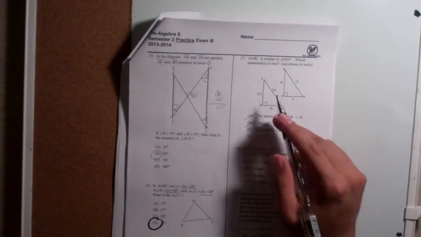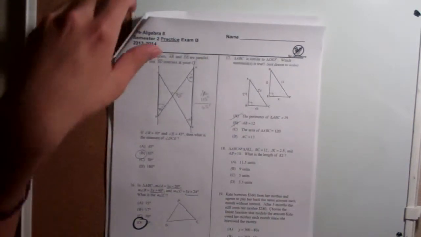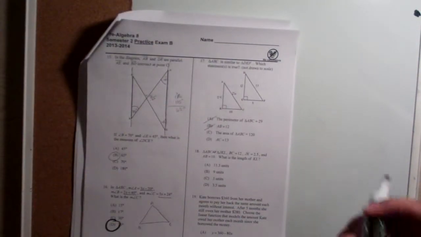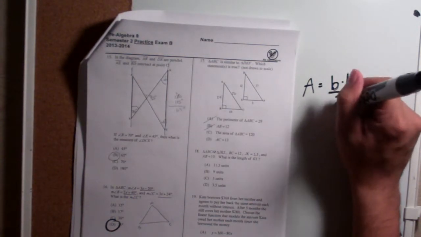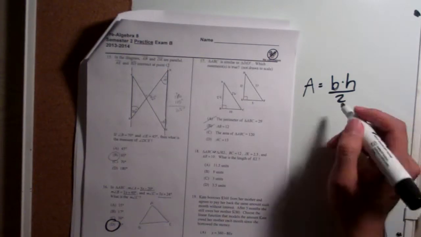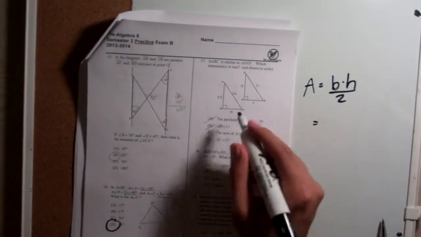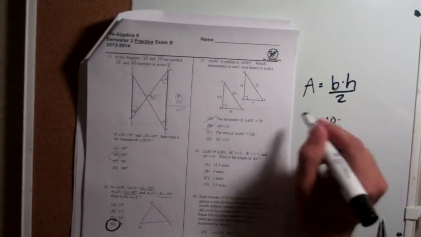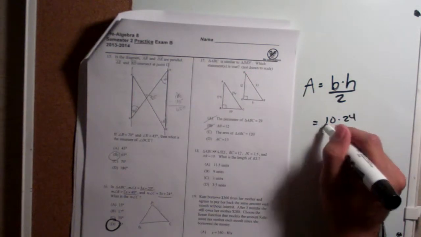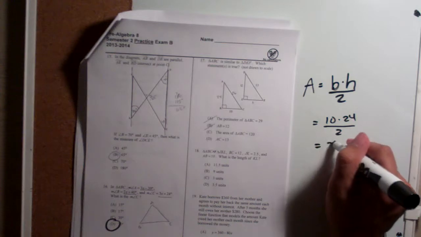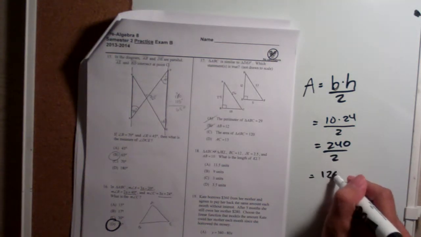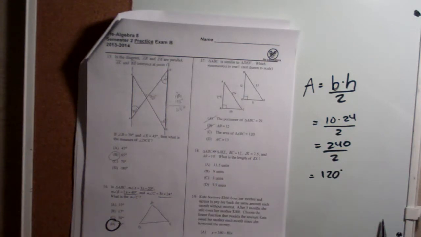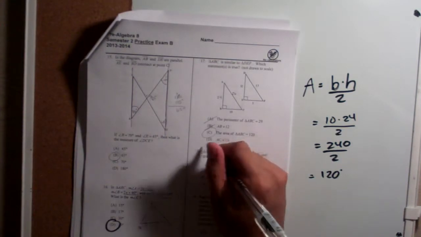C, the area of triangle ABC is 120. Okay, the area of a triangle is like the area of a square, but divided by 2. Our base times our height. Well, in this, our base over here is 10, and our height is 24. And we're going to divide that by 2. Well, 10 times 24 is 240, and divided by 2, it is 120. So C is actually true. That is the area of triangle ABC. And there we go. We don't even have to go to D. We know that this one's false.